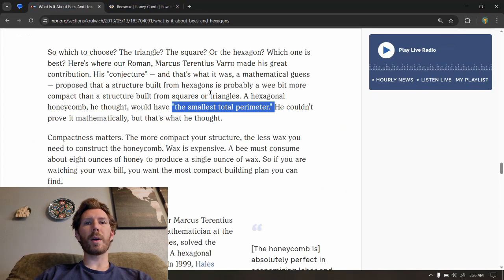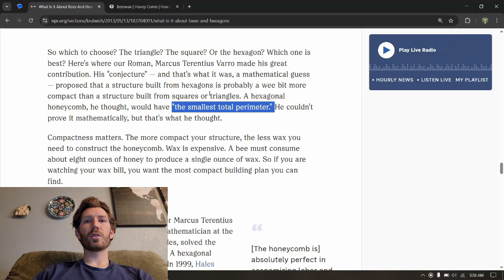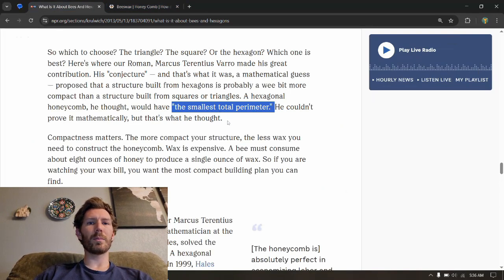Well, if you can use less wax in production of your real estate for honey storage, then you can store more honey with less wax. And if you're physically having to make wax and peel it off your body, you probably want to use the least amount possible.